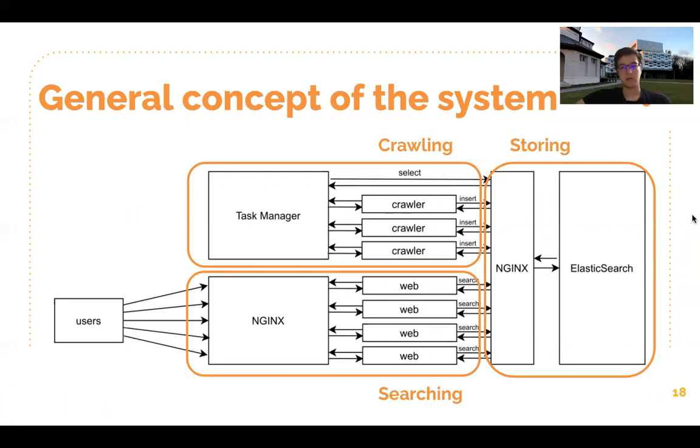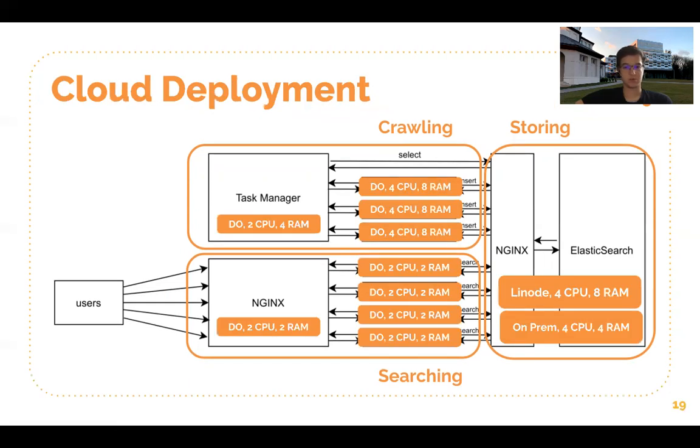Thank you, Dennis. Now we have talked about all of the parts of our system: crawling, searching, and storing. And now it is time to summarize all of it and tell you about the cloud deployment of all of these programs. So we have used two cloud platforms, namely DigitalOcean and Linode. We have also used an on-premise server, and overall we have selected more than 10 virtual machines, and we have configured them to run our different programs and communicate with each other.